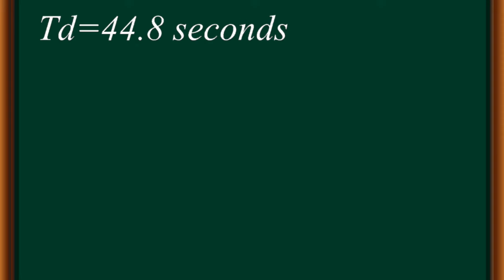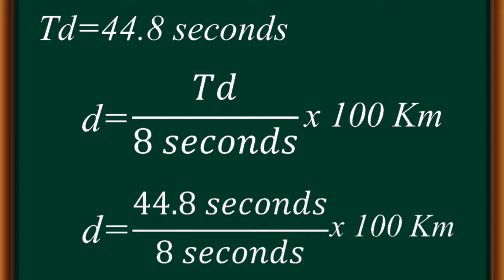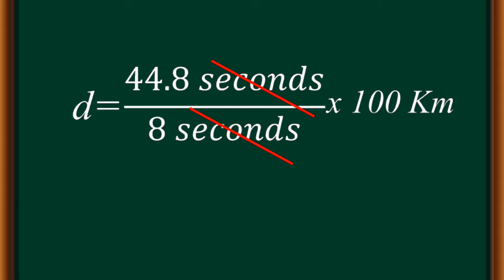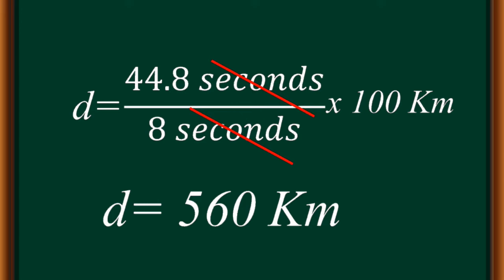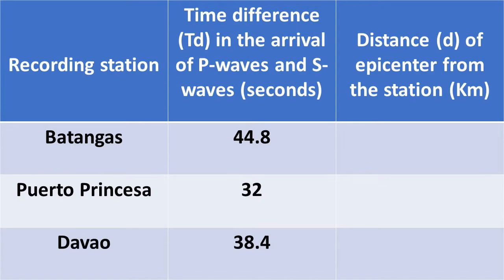So again, we have the time difference which is equal to 44.8 seconds. To measure the distance of the epicenter from the station, we will use the formula D is equal to the time difference over 8 seconds times 100 kilometers. Next is to write the value of the time difference, which is 44.8 seconds divided by 8 seconds times 100 kilometers. Next is to cancel the unit seconds, and what remains is the unit in kilometers. Then you'll get the answer, which is equal to 560 kilometers.